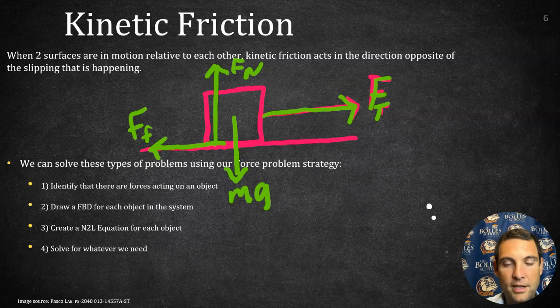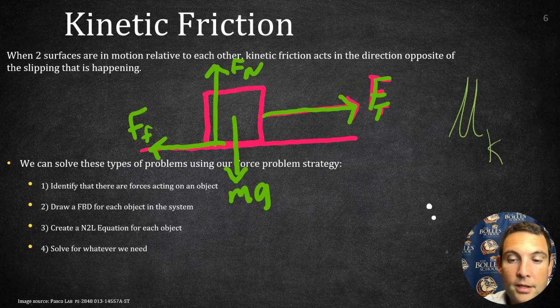To deal with kinetic friction problems, we're going to identify that there are frictional forces acting. So if you see something like rough surface or frictional force or anything like that, or a coefficient of friction being given in the problem, then that means there's going to be friction involved. Draw a free body diagram for each object in the system, create a Newton's second law equation, stuff that makes it go minus stuff holding it back equals mass times acceleration. Solve for whatever we need.